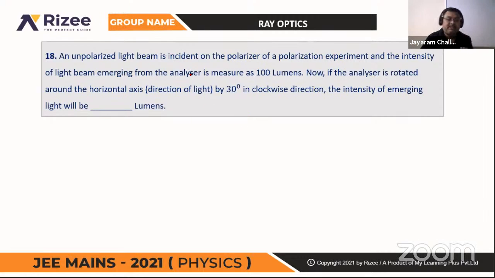And this is the last previous question. An unpolarized light beam is incident on a polarizer in a polarization experiment, and the intensity of the light beam from the analyzer is measured to be 100 lumen. He is asking, if the analyzer is rotated around the horizontal axis by 30 degrees in the clockwise direction, how many lumen will the intensity of the emerging light be?